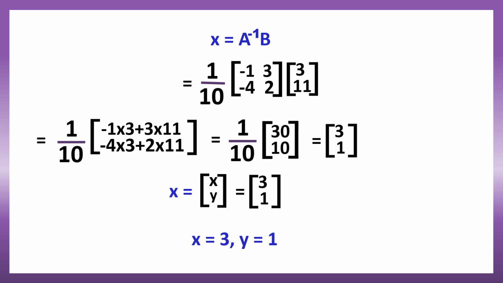This is the solution for the simultaneous equations. We got the value of X variable as 3 and the value of Y variable as 1. The same solution will be obtained even if we apply any other methods. So this is how we solve simultaneous equations using matrices. And in the same manner, we can also solve simultaneous equations with three variables.